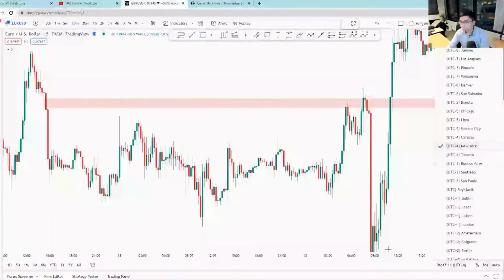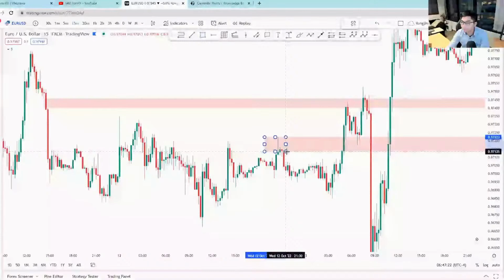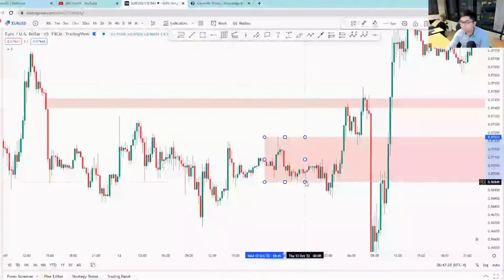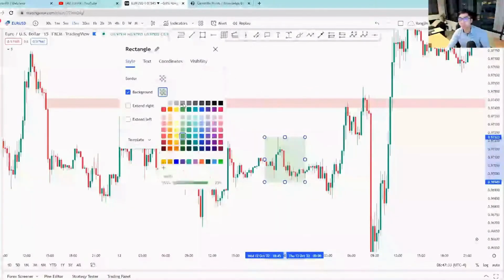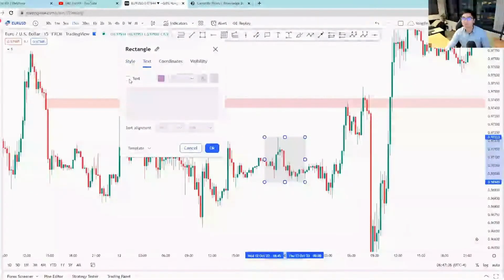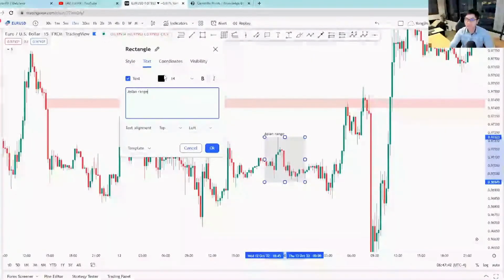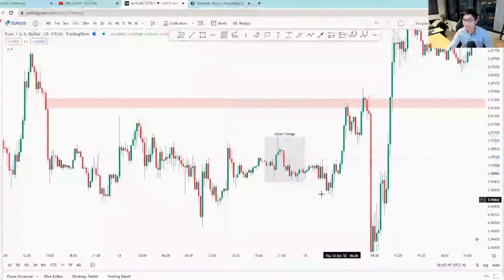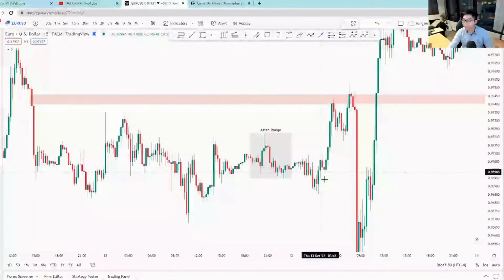So the New York time, the Asian timing, is from 1900 hours, 19 o'clock. I like to mark it out until 12 midnight New York time. You can see at the bottom, it's 0000 hours. So I like to mark it out very clean. My chart is just like that every single day. So I mark it out black, mark it out as the Asian range. Top, center.